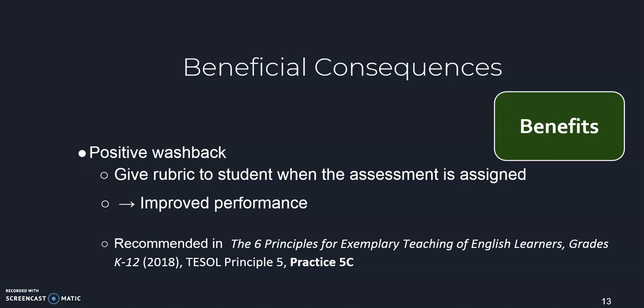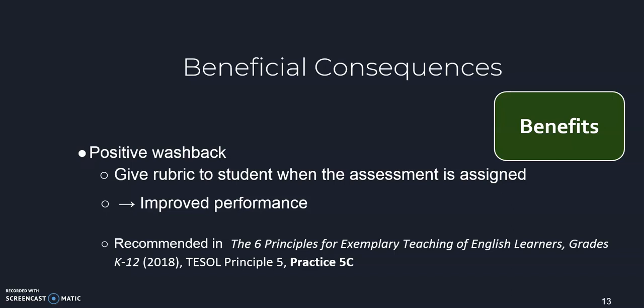Another way positive washback can happen is when we give the rubric to the student when the assessment is assigned. For instance, if you say, you have to write a 5-page essay, it's due on Friday. When you give the assignment of what the essay should be about, you should also give the rubric of how it's going to be graded, how the performance will be assessed. Why? Because knowing how you're going to be assessed might improve the performance.